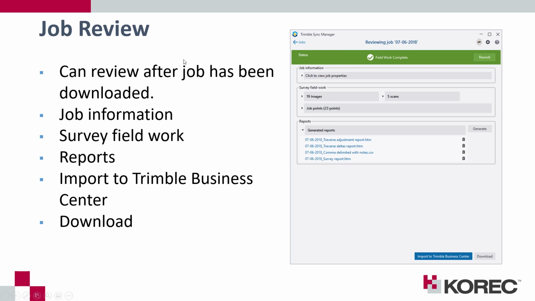So you can see all the job information here. The field work: there were 19 images, 5 scans, job points 23. Also you can see the reports that were generated, the traverse adjustment report, CSV with notes, and then the survey report. These can all be downloaded or imported directly into Trimble Business Center.